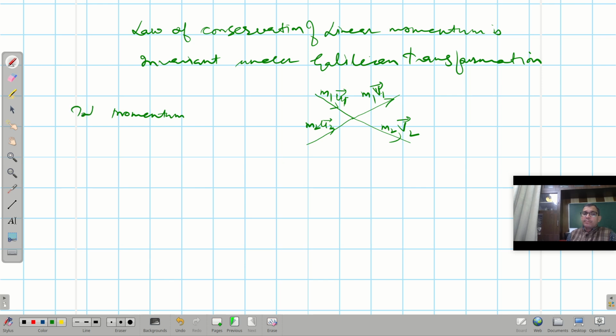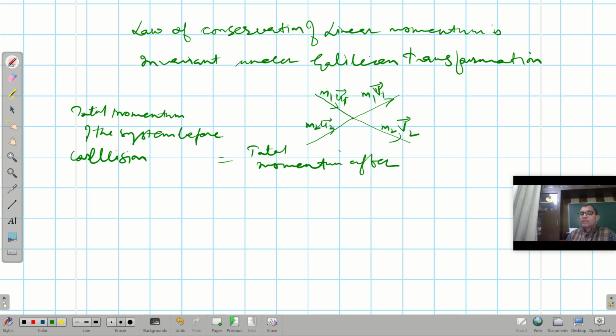Total momentum or the linear momentum of the system before collision is equal to the total momentum of the system after collision.